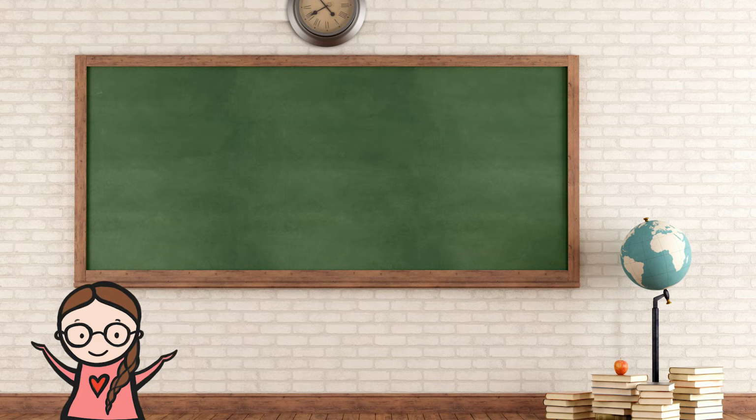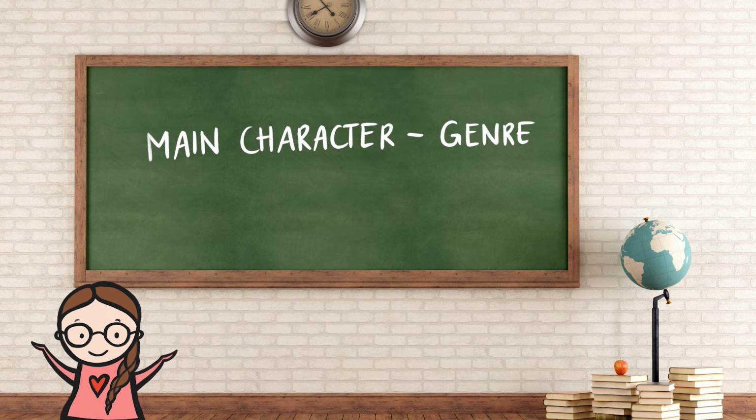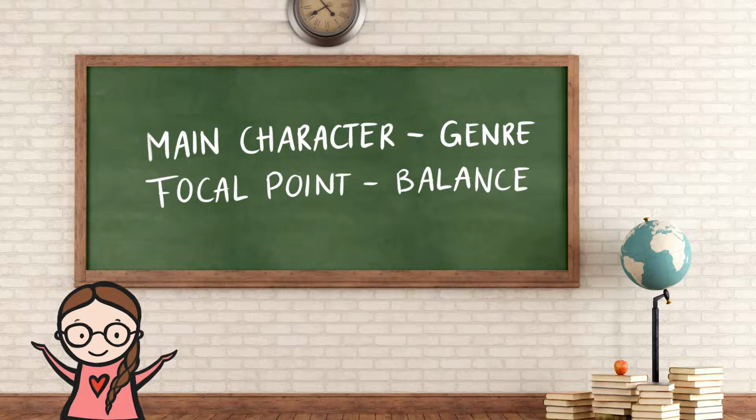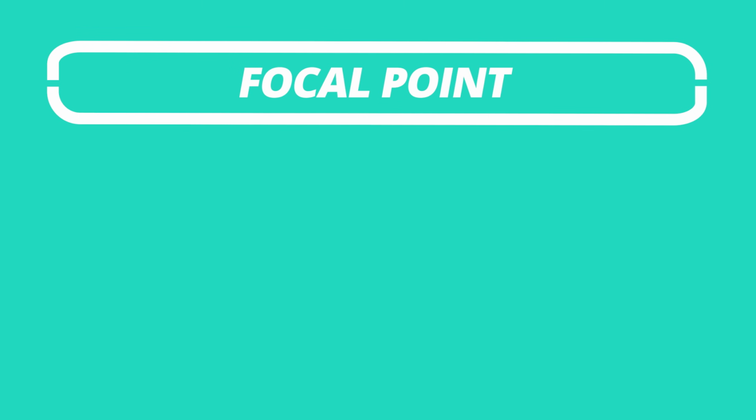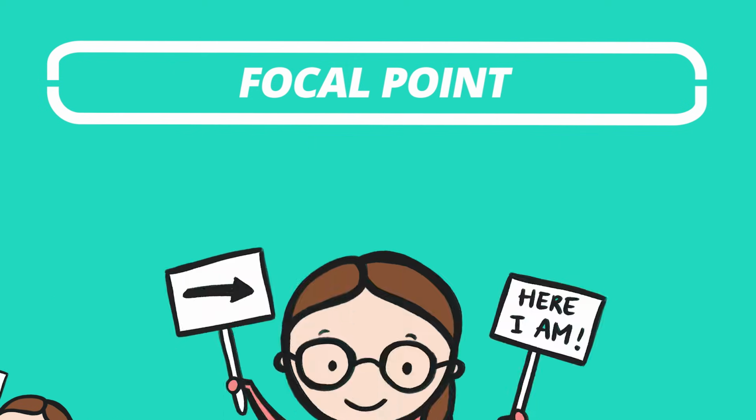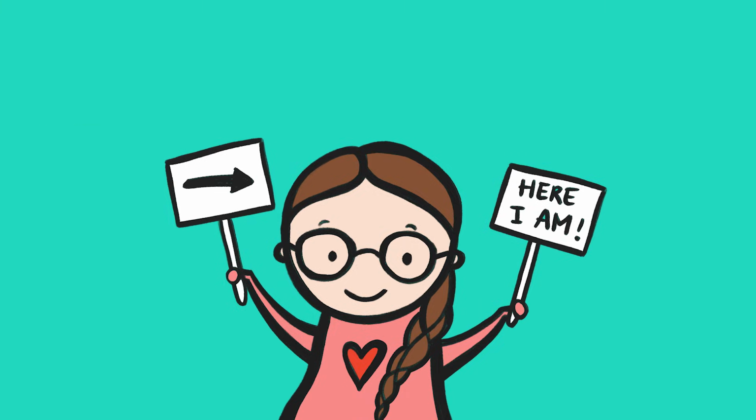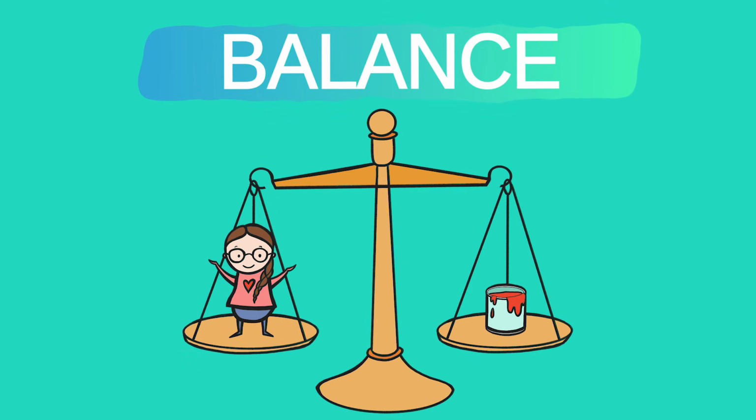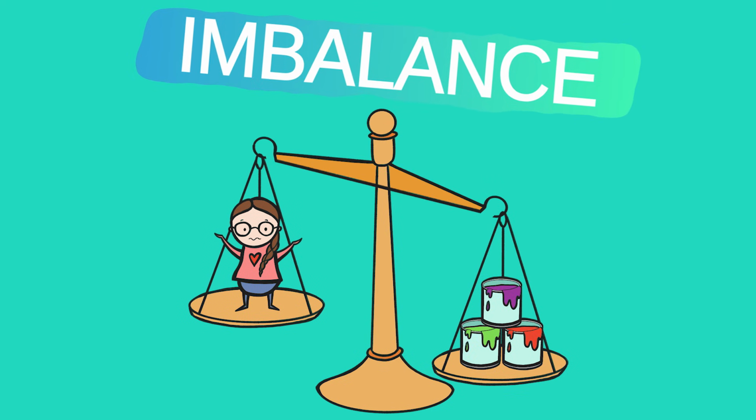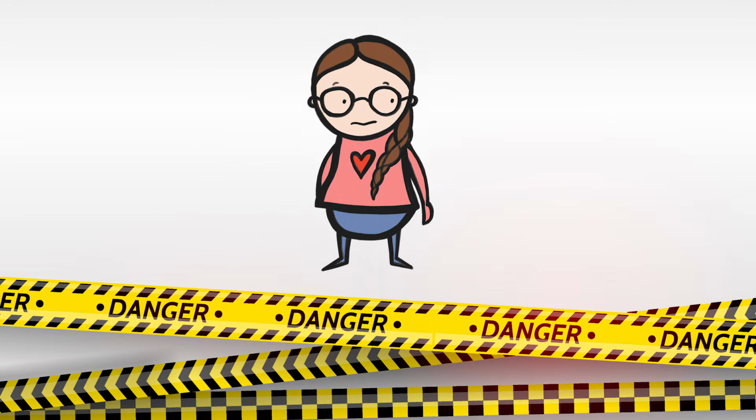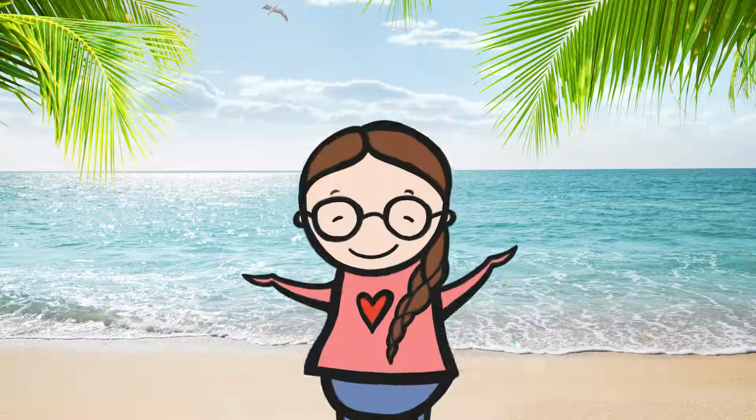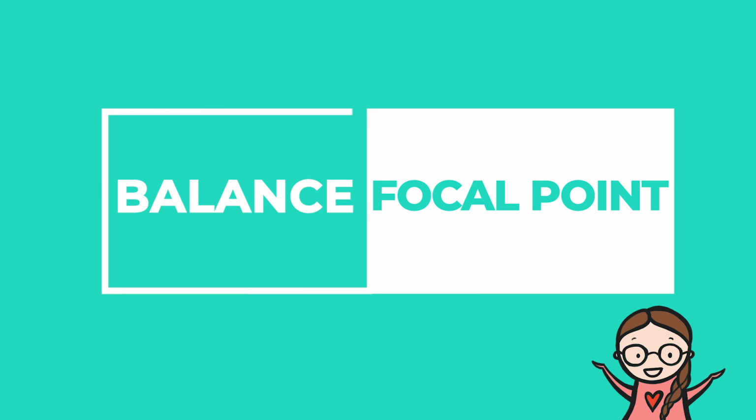Let's compare composition to a book again. The book will have a main character and it will have a genre. In the world of art, we'll call these the focal point and the balance. The focal point, or main character of the story, is the point towards which the eye of the viewer will automatically get drawn. The artwork will also have an amount of balance or imbalance, which will contribute to the mood in a painting. Imbalance will cause a sense of tension, while a balanced painting will feel more calm. The balance and focal point always work together to tell the story in an artwork.